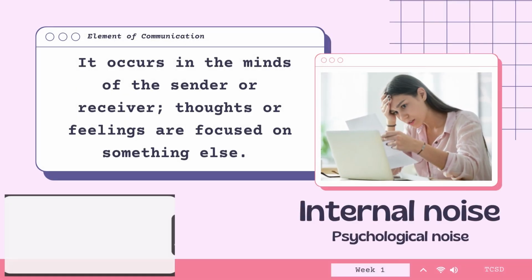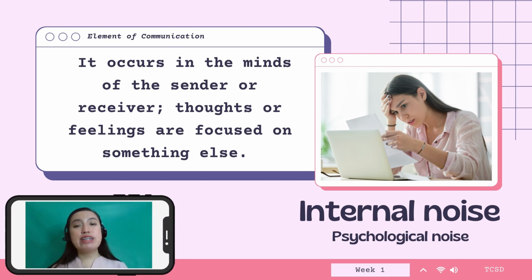Another type of noise is the internal noise. It occurs in the mind of the speaker. It can be an emotion, a feeling, or a thought that is bothering the speaker. To be specific, it is what we call a psychological noise. For example, you are anxious with the fake news that you are hearing. At the same time, you are nervous because of the lockdowns. These experiences are examples of an internal noise.